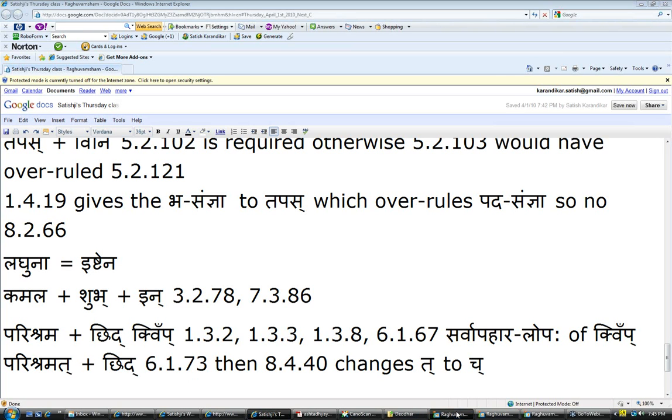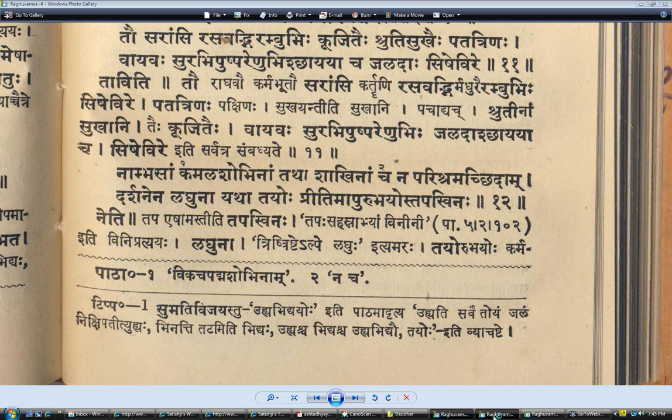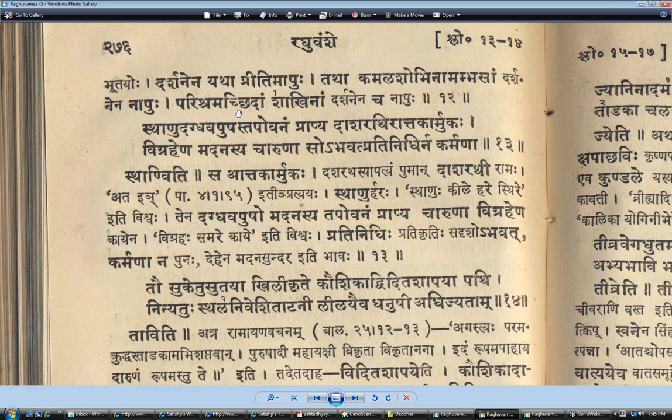We have, I think, where we leave it off now, parishrama-chidam. So parishrama, dhatu shram. Parishrama means fatigue. Chid is to cut, meaning to remove. It's qualifying the shakhinam, the shakhin. Shakhin means vrikshanam, trees. So they did not get the satisfaction of looking at even these trees, which had many branches, shady trees, which would remove your fatigue by allowing you to rest under them.